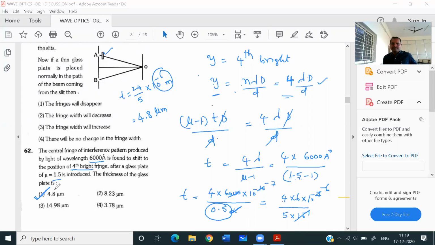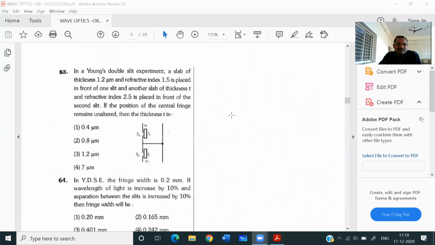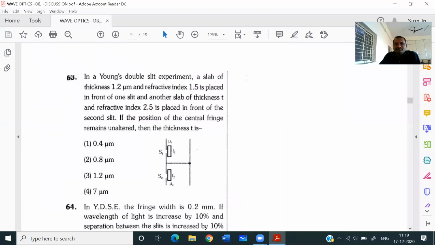Got it, students? Clear? Question number 62, option 4.8 micrometer is the right answer. Clear? Next, question number 63. Let us go to question number 63.